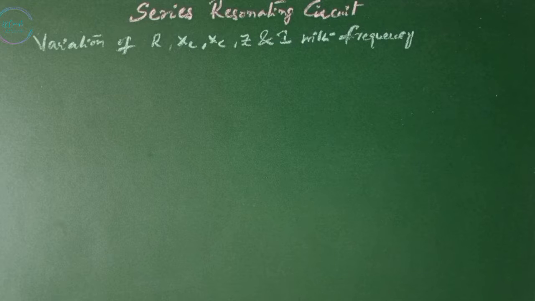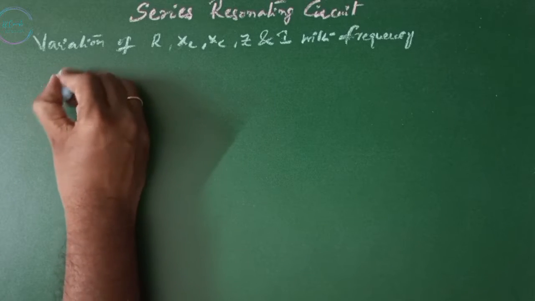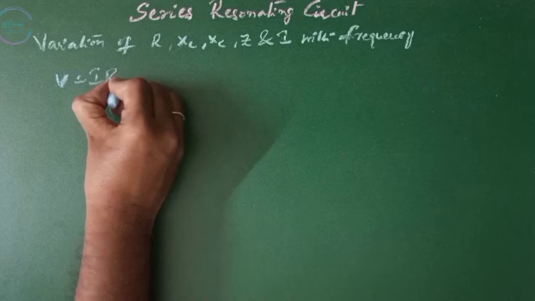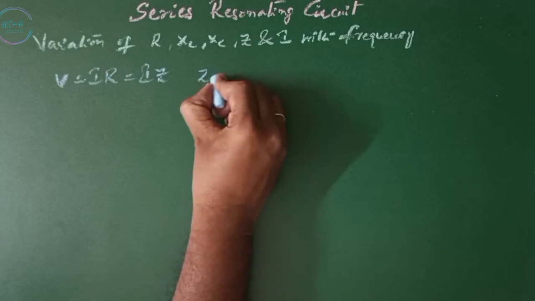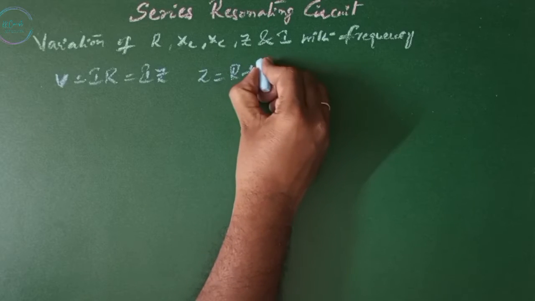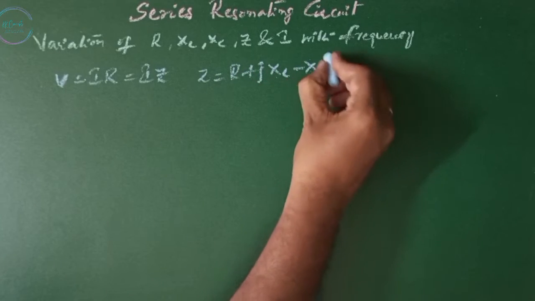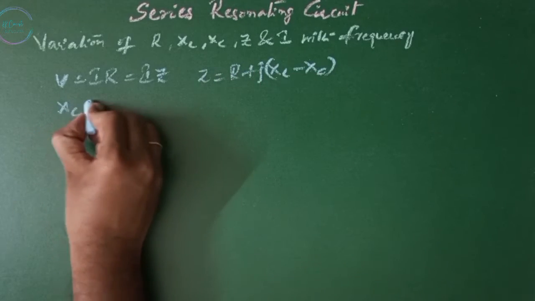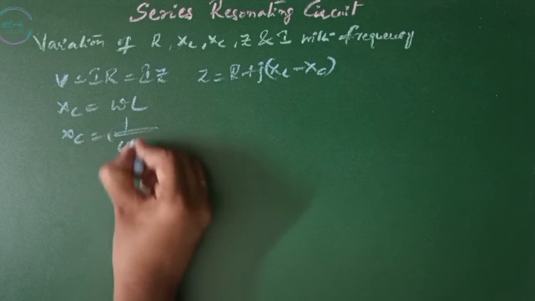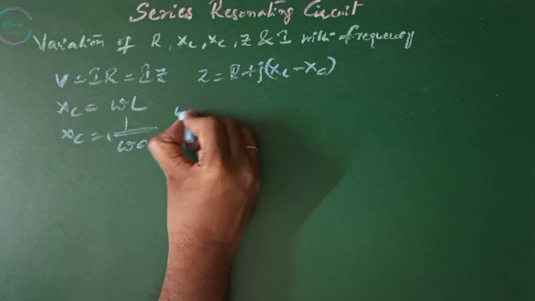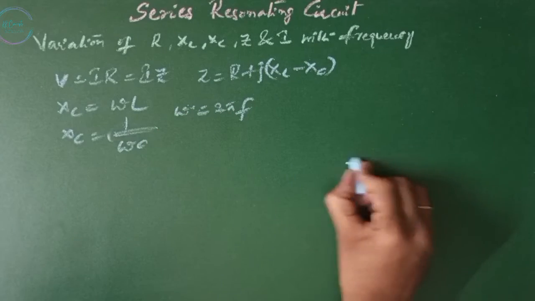Series resonating circuit, in which you'll see the variation of R, XL, XC, Z and I with respect to frequency. Now we know that V equals IR or V equals IZ, where Z equals R plus j(XL minus XC), and XL equals omega L, XC equals 1 by omega C, and where omega equals 2 pi f.